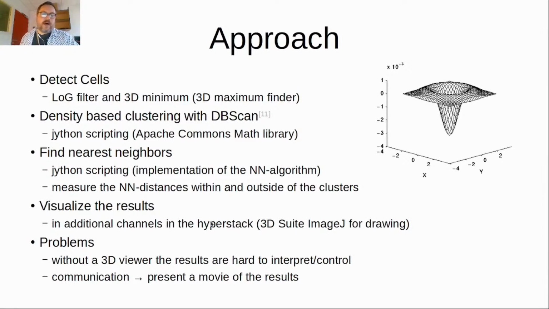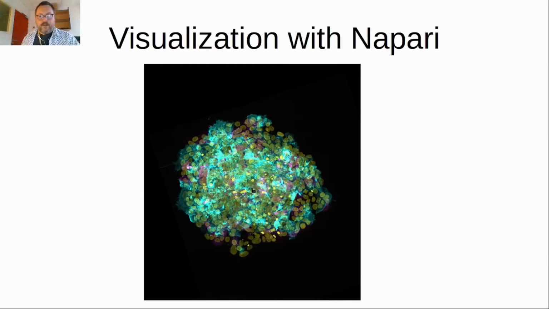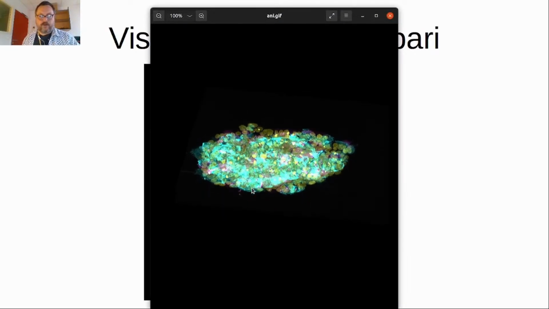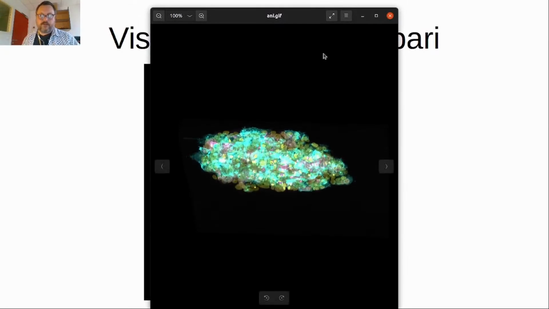So to visualize the nuclei we found and the nearest neighbors. Okay, but then without being able to see it in 3D, it's very hard to see if the results are actually correct. And also, of course, for communication purposes, we would like to show the things in an animation in 3D. And now, when we found Napari, then we could directly do this.